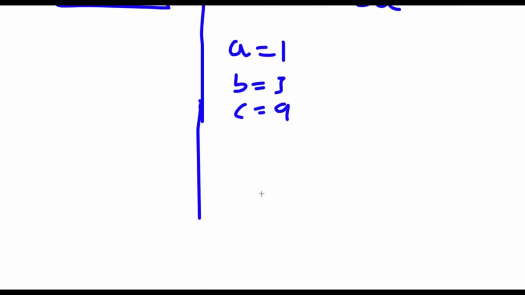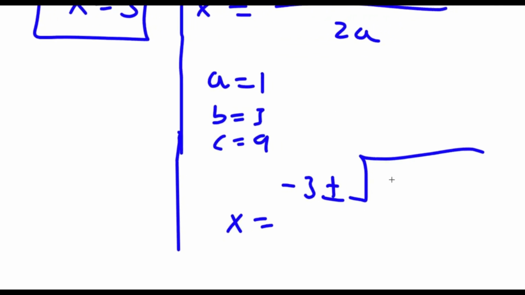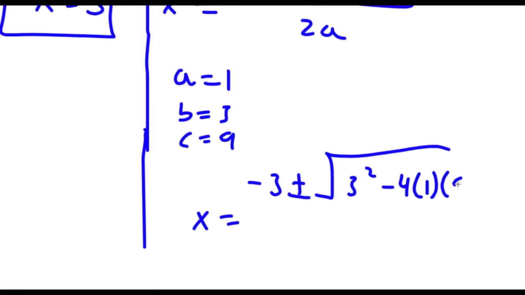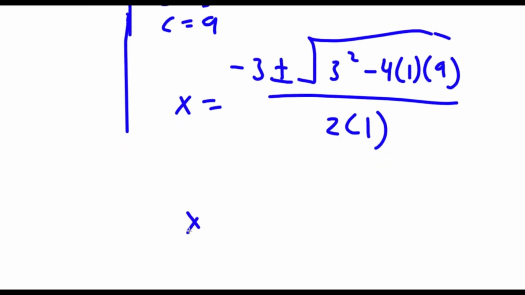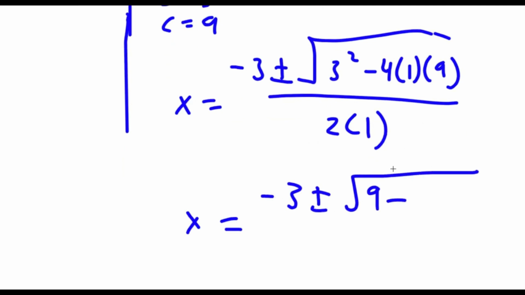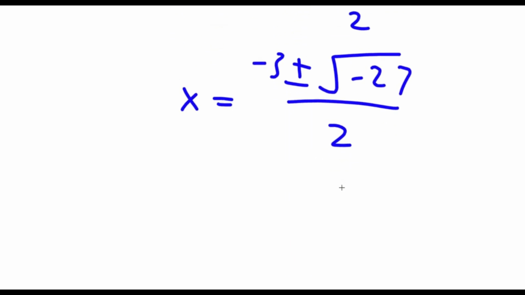So now I have x is equal to negative b, so negative 3, plus or minus the square root of b squared, so 3 squared, minus 4 times a, which is 1, times c, which is 9, all over 2a, so 2 times 1. So now I have x equal to negative 3 plus or minus the square root of 3 squared, which is 9, minus 4 times 1 is 4, 4 times 9 is 36, all over 2 times 1, which is 2. And now I have x equal to negative 3 plus or minus the square root of 9 minus 36. That's equal to negative 27 over 2.